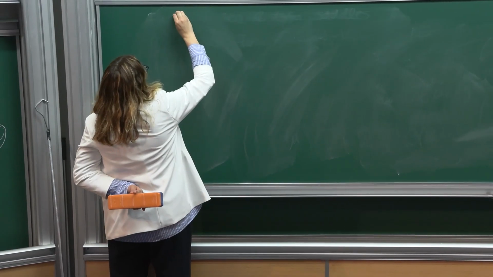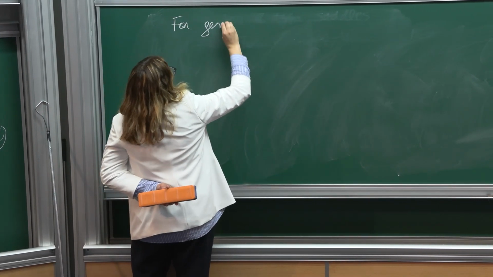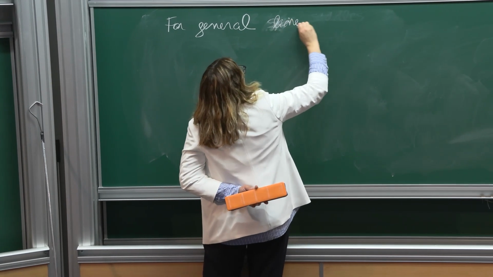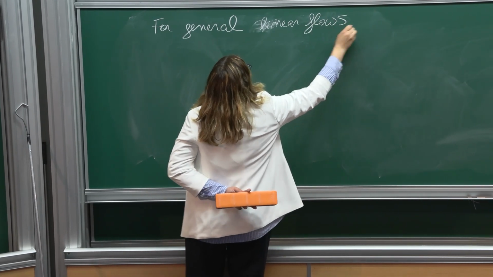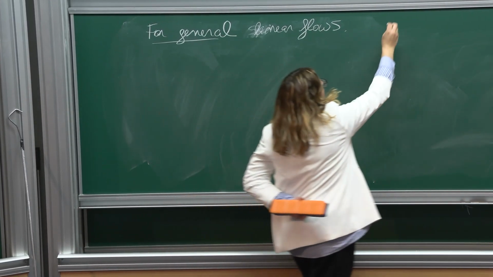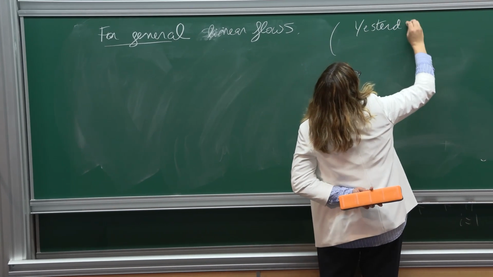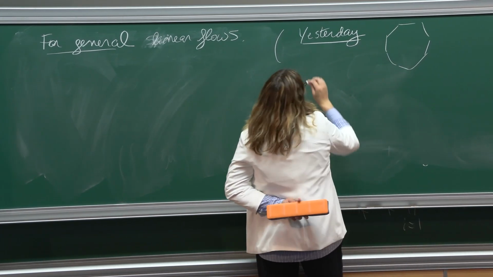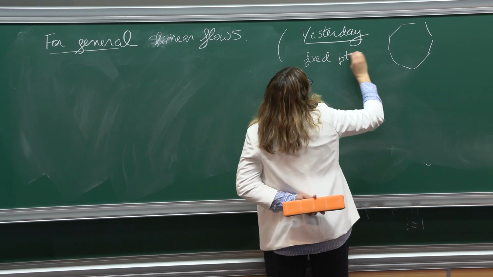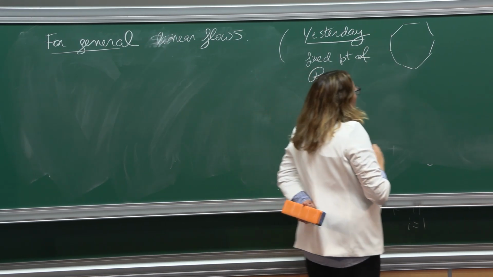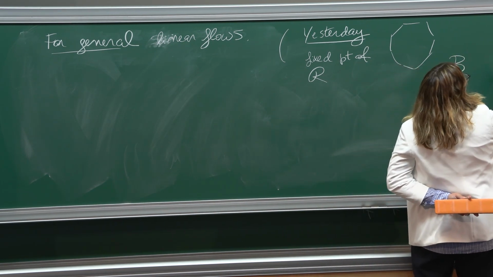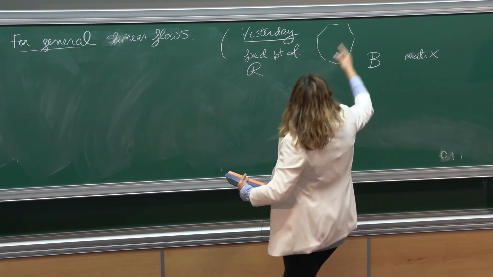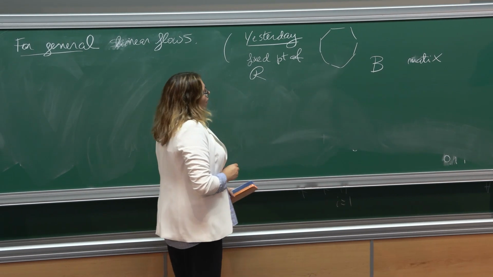But maybe I'll say one last word, and then I will move on to a new topic. So for general linear flows, yesterday we saw the special case of the octagon, and we had a fixed point of renormalization. We had a matrix B, and we have a matrix which described the action of the diffeo in homology, which was governing everything.